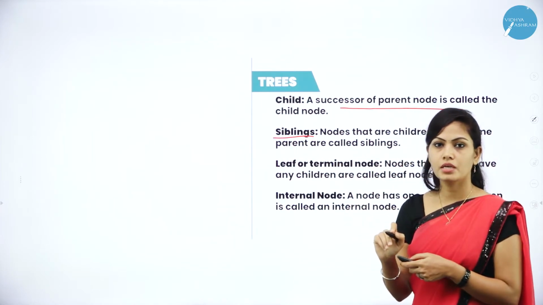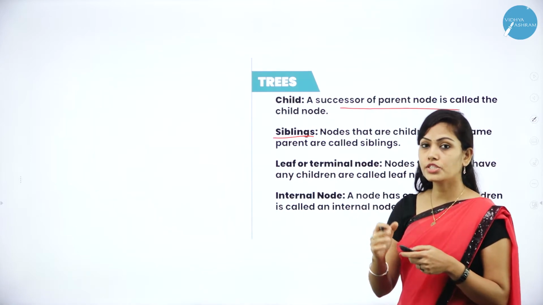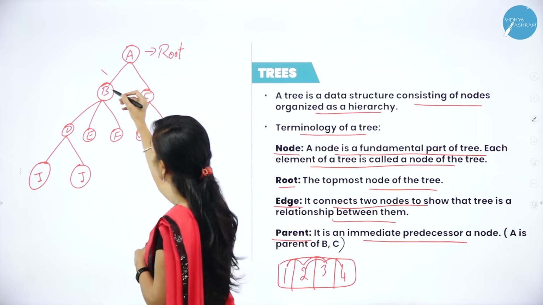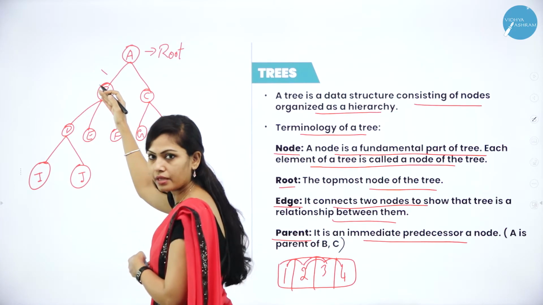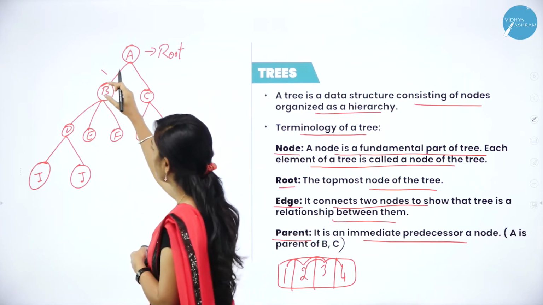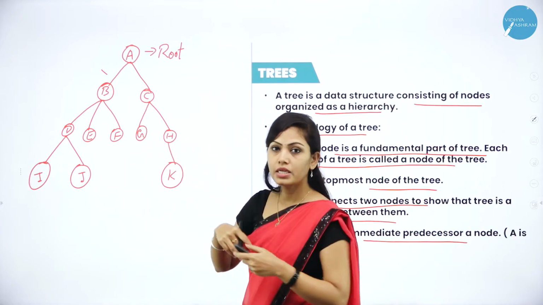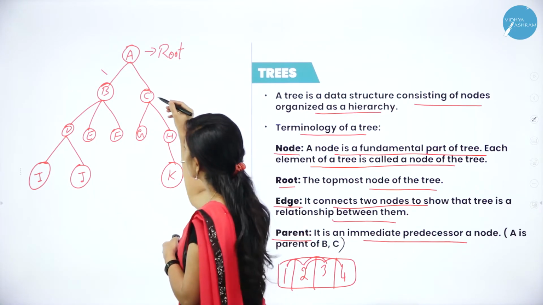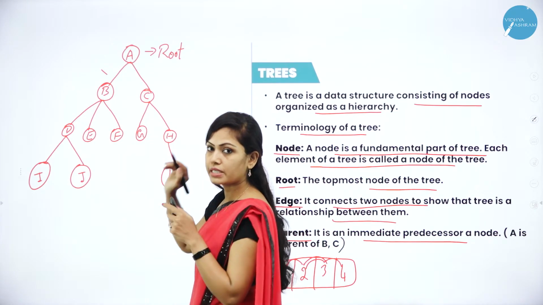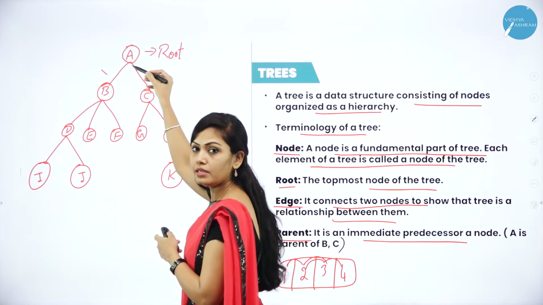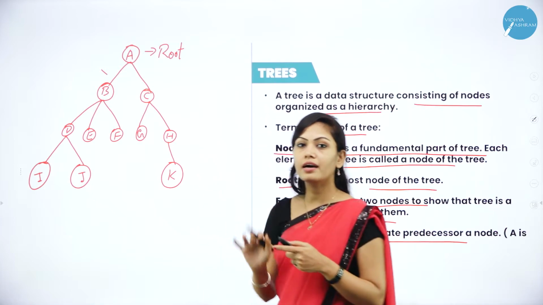Then siblings. Siblings means nodes that are children of the same parent. You know about siblings, right? B and C are children of the same parent A. D, E, F are children of the same parent B. This is called siblings. And grandparent: C is a child of A, and A is a parent of C, and also A is a grandparent of G. This is the hierarchy relationship.